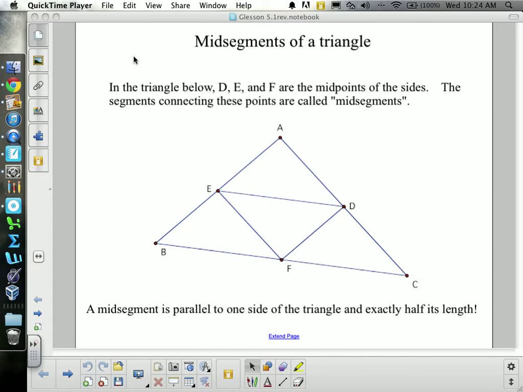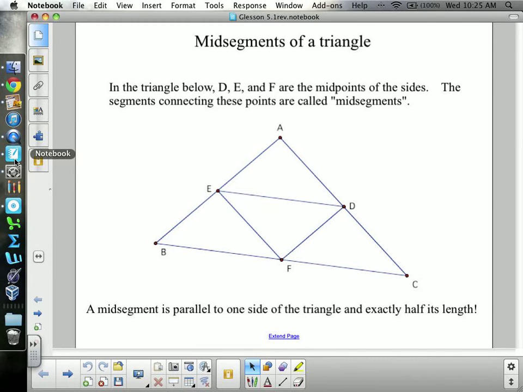Okay, so today, mid-segments. This unit, we look at special segments and triangles. That's kind of the theme of this unit. Special segments.